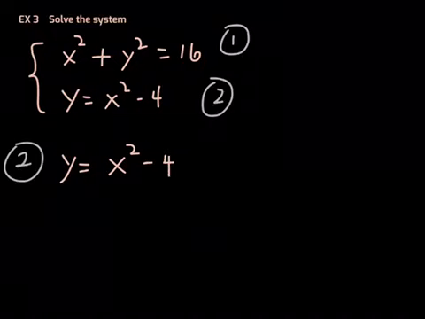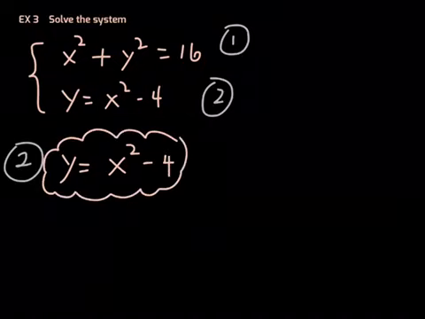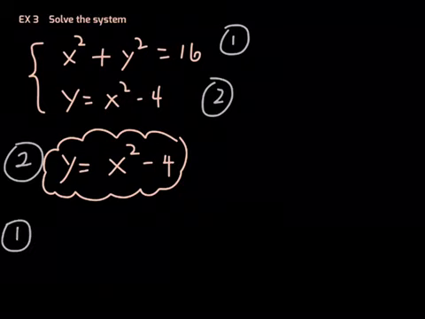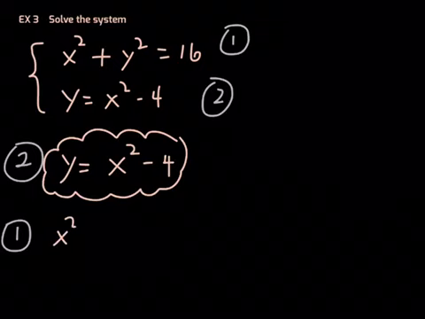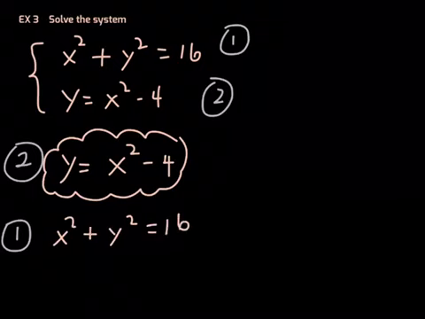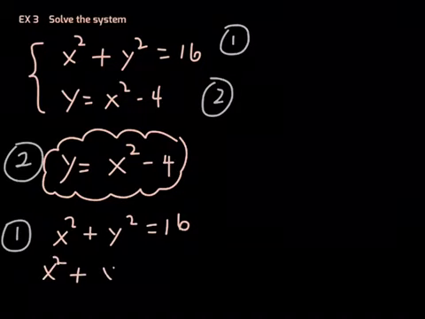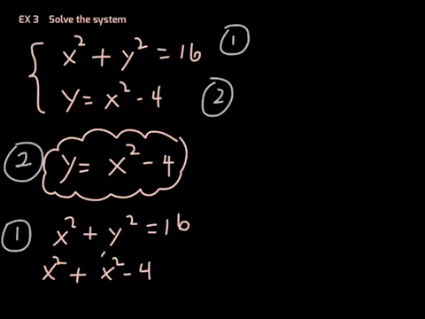I'm probably going to come back here later on. Now what I want you to do is consider going to equation number 1, which says x squared plus y squared is 16. And make your substitution for y. So y is x squared minus 4. Don't forget, you have to square it, right? It's y squared.